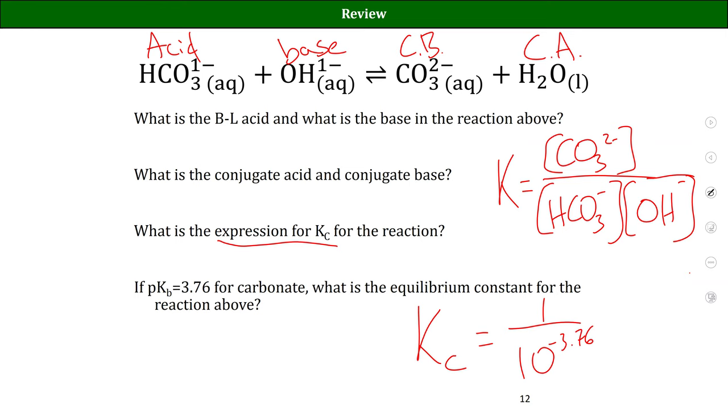Part of why this is valuable to think about is, maybe we have hydrogen carbonate and hydroxide, we're not starting with carbonate, but we only have KB values in our tables, right? We don't have K for this reaction, we have K for the reverse reaction. So understanding how that works allows those tables to be even more valuable, because now it doesn't matter if we have the forward reaction or the backward reaction. As long as we have K for one version of it, we can get K for the opposite direction, right?